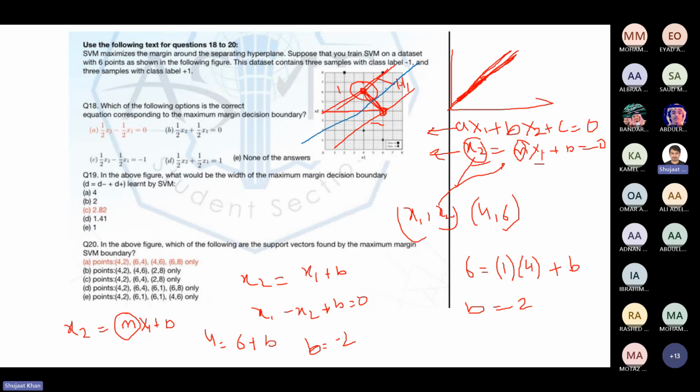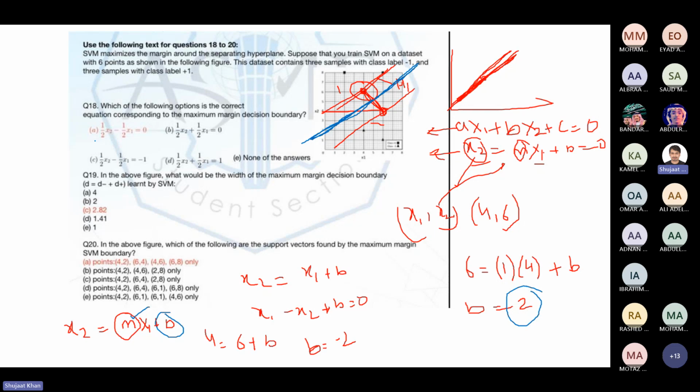Okay, and if it passes through the mid of this one, the slope will remain the same, m will remain the same. The only value that will change is the b. So half of the b. Either you can make half of this one or that one, you will get the equation.